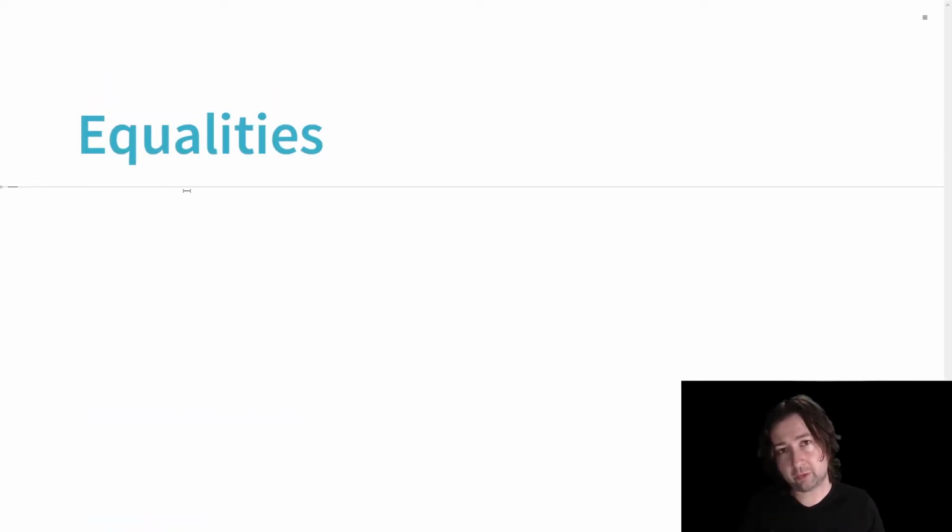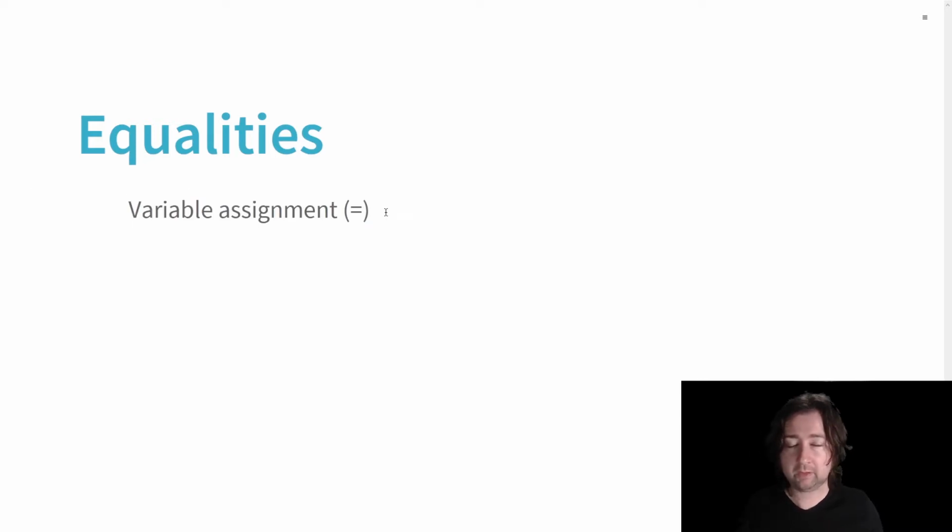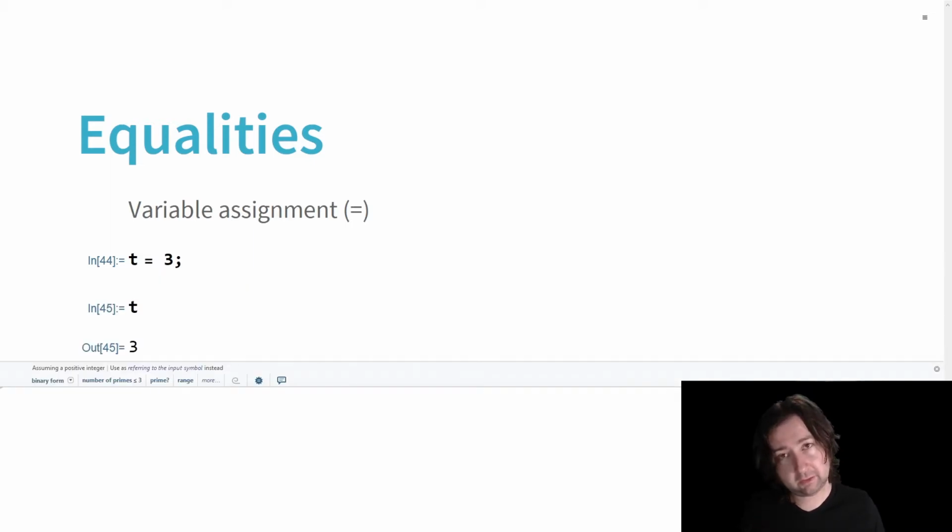Okay, so you've already seen two of them, but there are three different kinds of equal signs in Mathematica. Actually, secretly there's four, but we're just gonna look at three of them right now. There's the single equal sign, which is variable assignment. So when we do variable assignment, that's a single equal sign, and that ends up looking like we just did, right? T is equal to 3. If I look at t and I evaluate it, it turns into a 3.